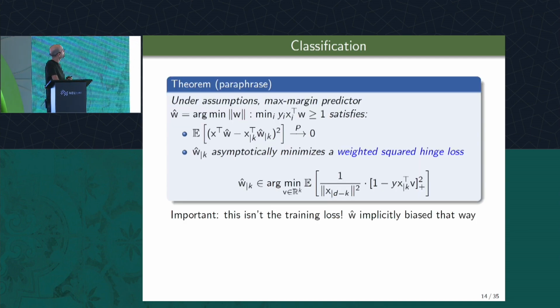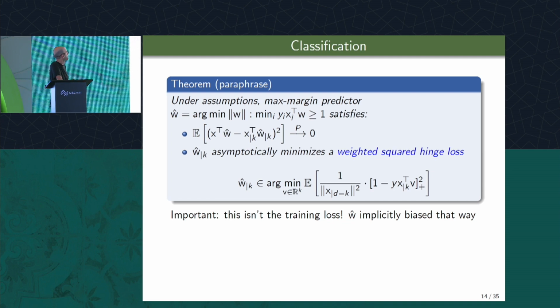Okay. What we can show here, again, without going into the proof details, so also we cannot give an explicit expression for what the max margin predictor does, but we can say the following. Under assumptions similar to the regression case, the max margin predictor again has this property that the last d minus k coordinates don't do anything. They're just used to fit the training data. They don't asymptotically have any effect on the test performance.